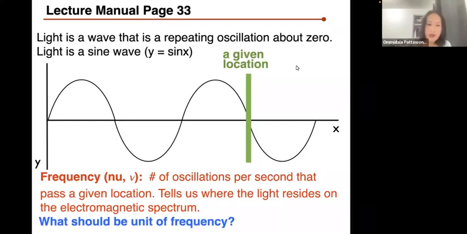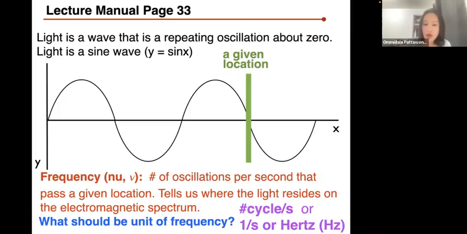Because the frequency describes the number of oscillations per second, the unit of frequency is the number of cycles per second, or sometimes we just use 1 over seconds, and this is the same as hertz. Whenever you see per second like this, know that it's equal to 1 hertz. You can use either; both of them are interchangeable.